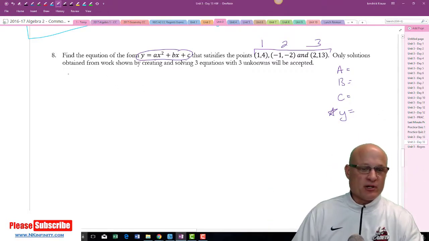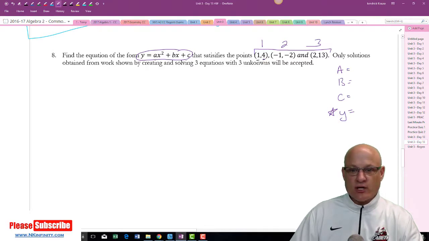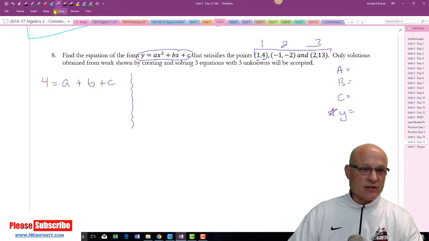All right, we're going to do 3 equations. My first equation, I'm plugging in 1 for x and 4 for y. So 4 equals 1 x squared is 1 times a is a, plus 1 times b is b, plus c. Now, I like this way. I saw a kid do it this way. I kind of like this way. I'm going to do it like this.